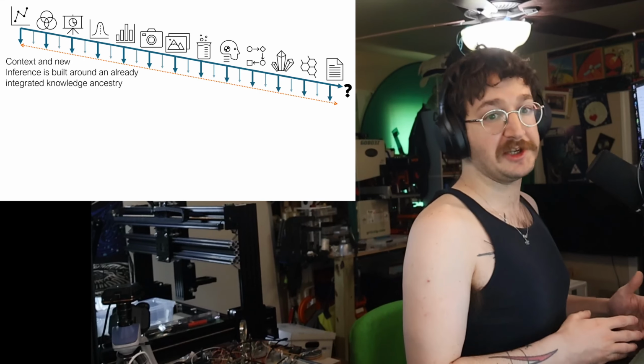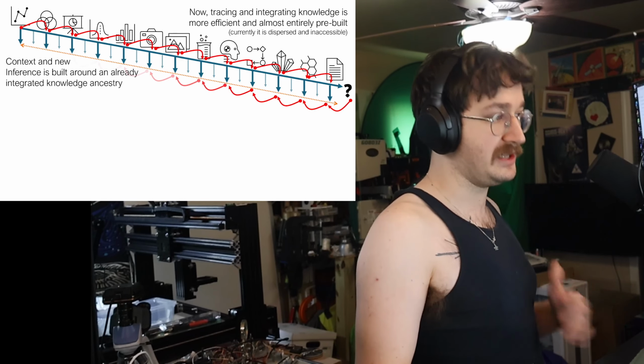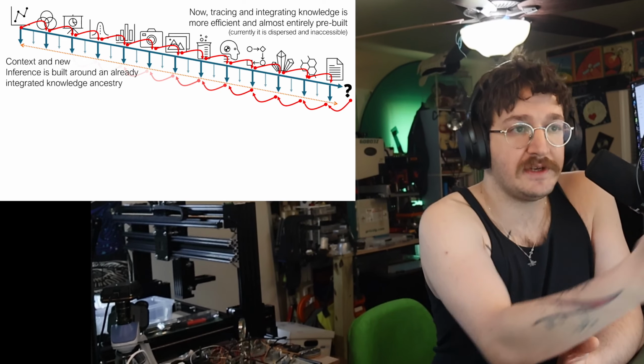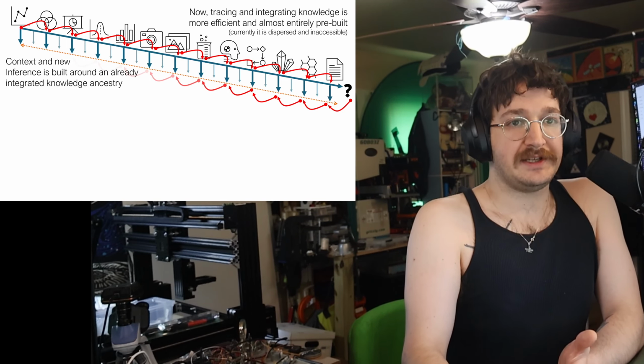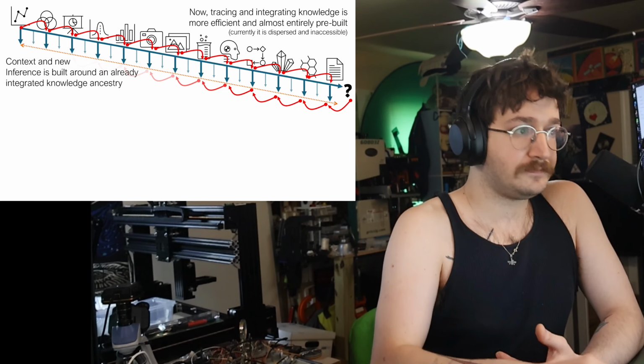We know what fundamental mechanisms it could relate to. We know all of that because it's already embedded in that ancestry, in that record, right? So when we trace and integrate knowledge, it's a lot more efficient. Most of it is already built, right? And it's essentially the same as what we do now. It's just right now it's heavily dispersed, right?